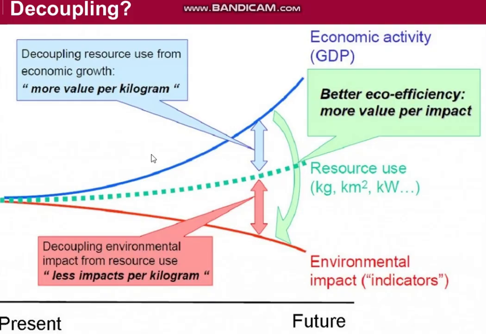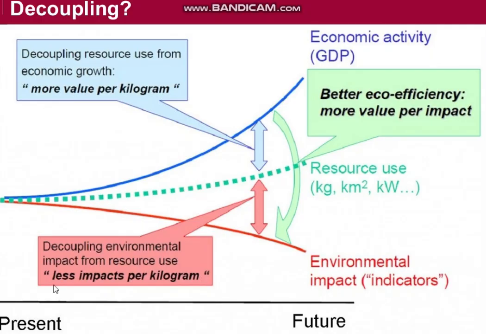So there are two types of decoupling, right? The core concept: we see here the present and the future. From the present to the future we are moving forward, and the gap between them is here, right? So this presents two distinct steps.